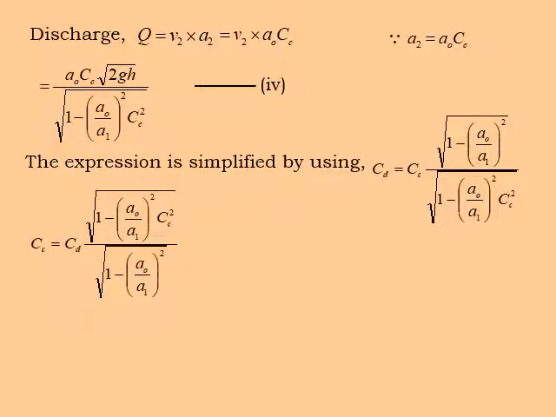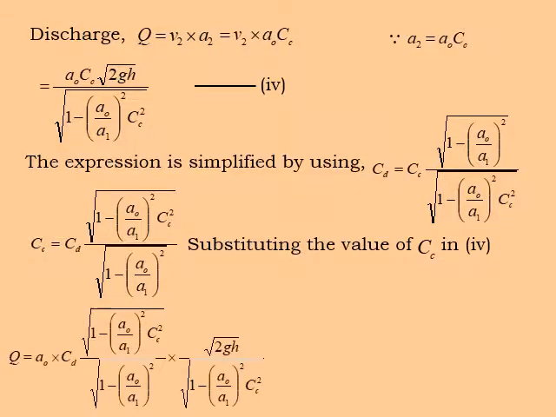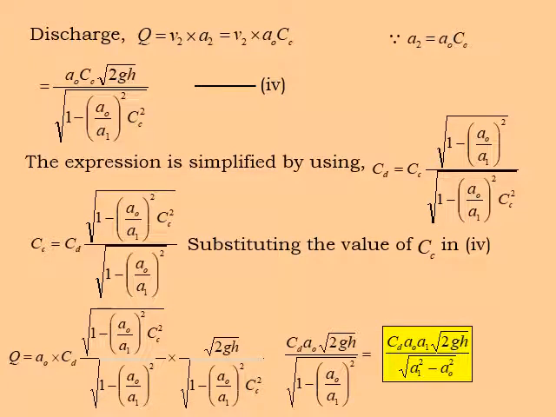The coefficient of contraction is equal to that, and substituting the value of Cc in equation number 4, with further simplification, finally we get the discharge Q is equal to Cd into A0 into A1 square root of 2gH by square root of A1 square minus A0 square. So this is the expression for discharge through the orifice meter.